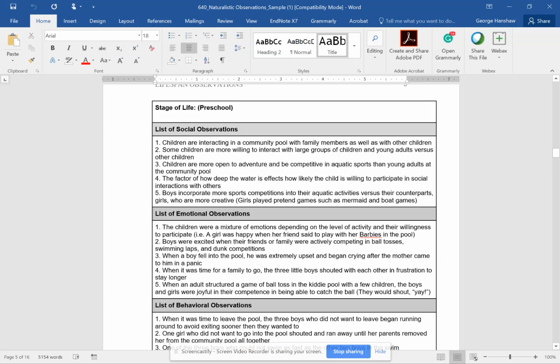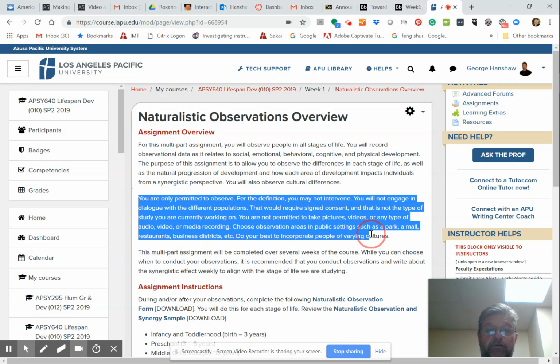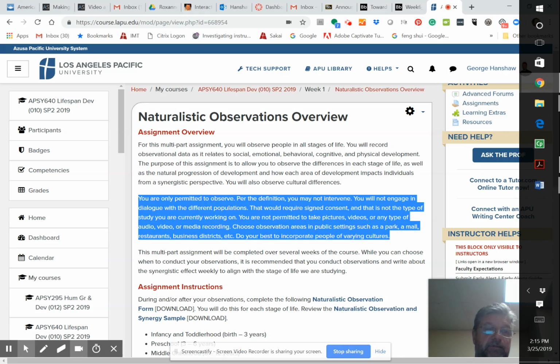What is also important is that during this, you are only permitted to observe. So you're not going to be going in and trying to engage or interact with these folks, because that would require an informed consent. And we're not doing the informed consent. That would take quite the process to get done within this limited amount of time. It's not impossible, but it's just not necessary for this because we're not interacting. So we're only observing. That's one of the keys.